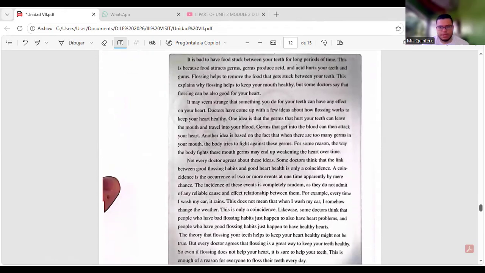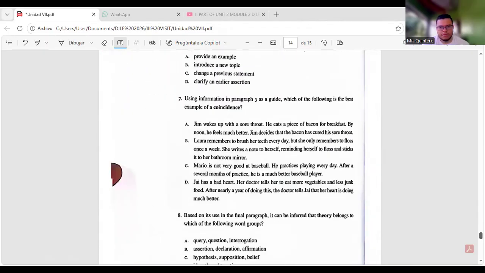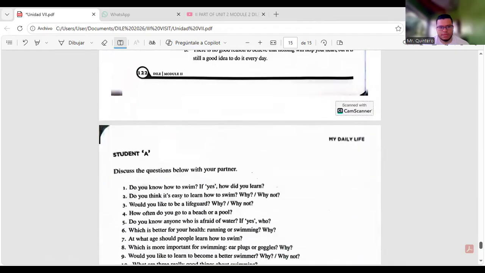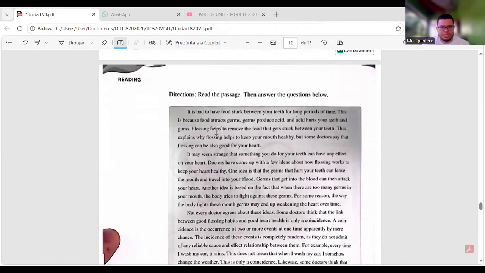Y ahora vamos a la lectura, the reading. Una vez que hagamos la lectura, vamos a responder la página número 121 y 122 y hasta ahí nos vamos a quedar en esta unidad. Reading. Directions: read the passage, then answer the questions below.